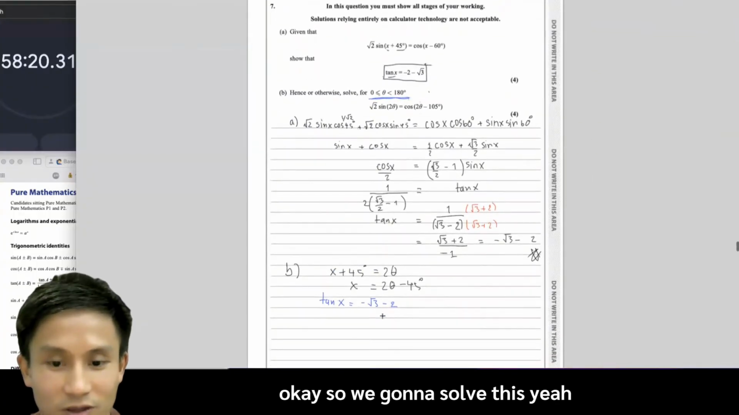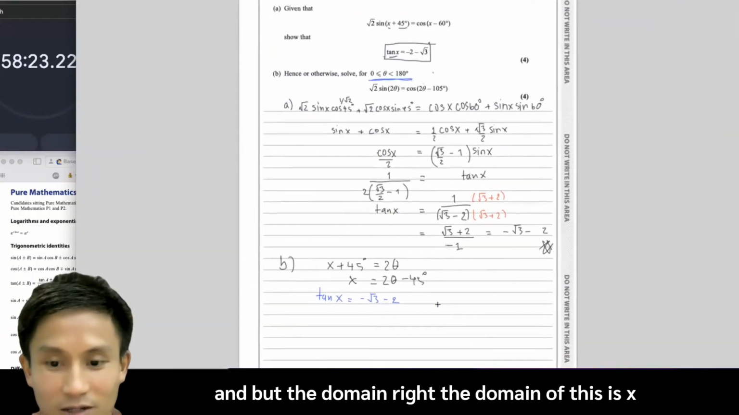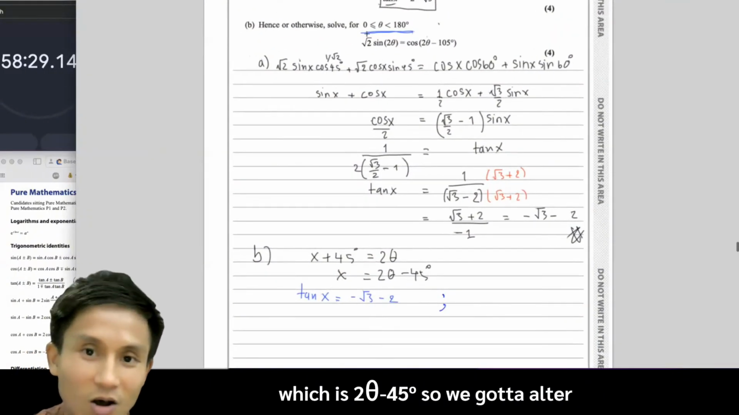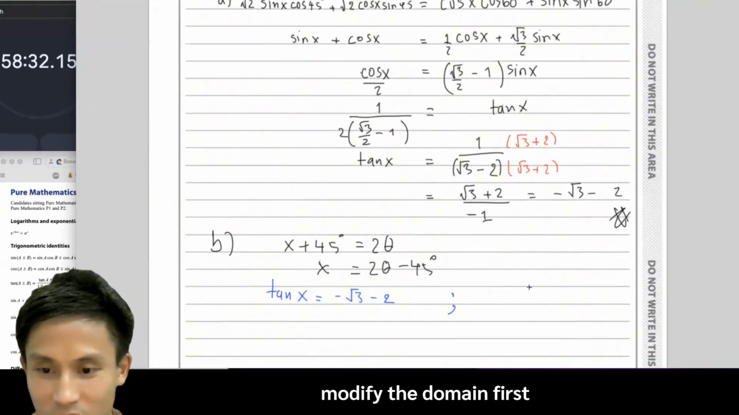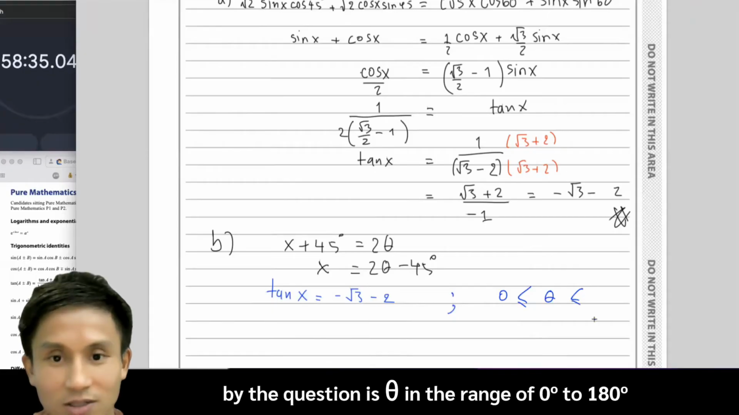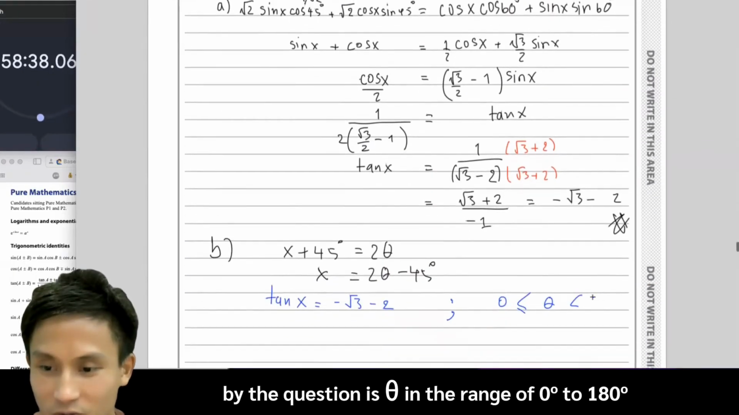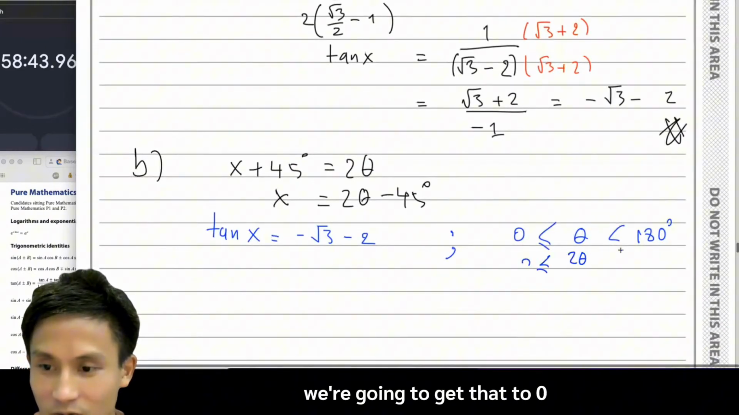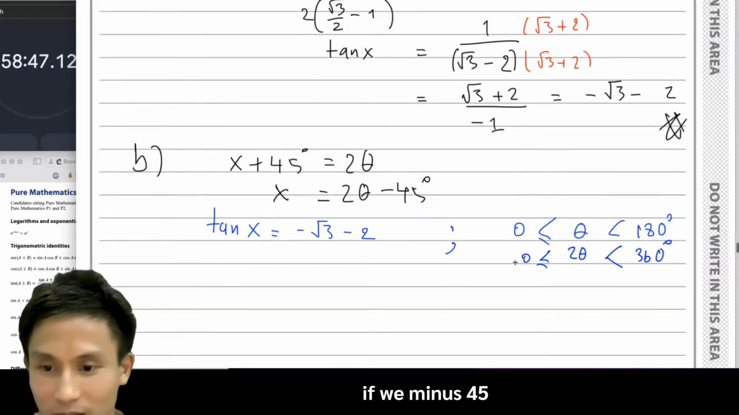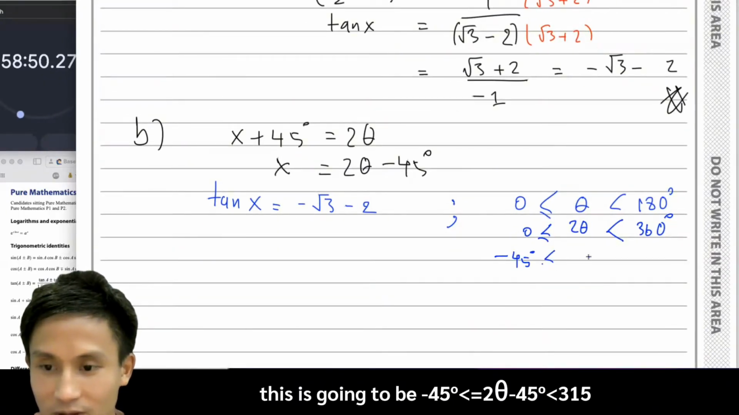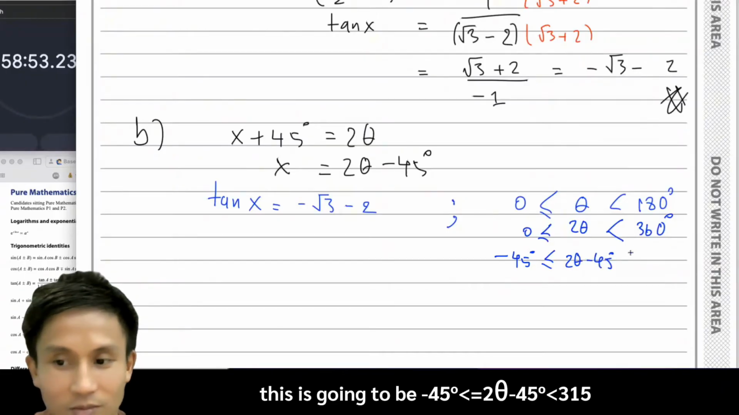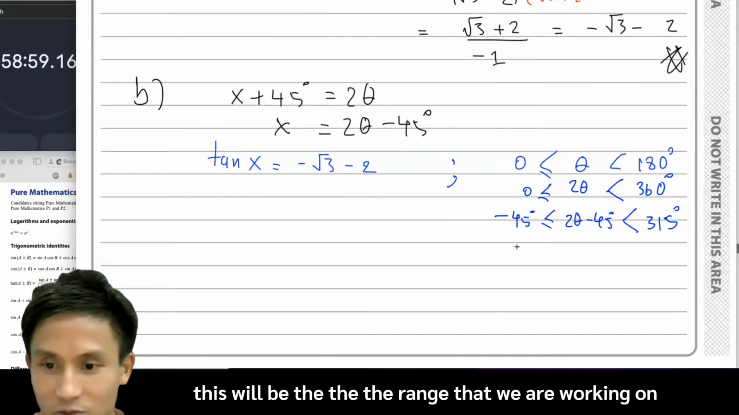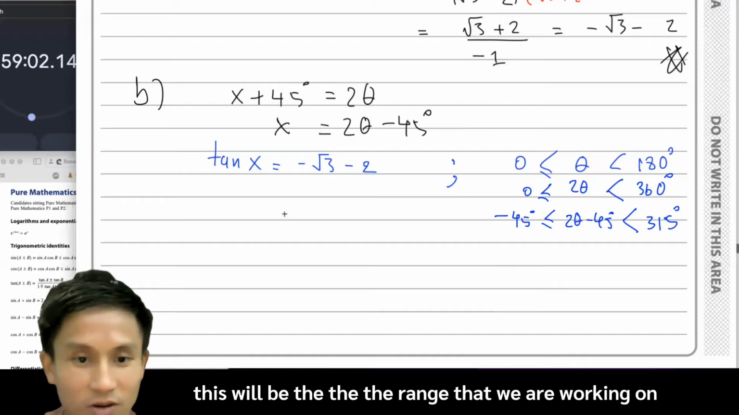Okay, so we're going to solve this. But the domain of this is x, which is 2 theta minus 45. So we've got to modify the domain first. The original domain given by the question is theta in the range of 0 to 180, not including 180. If we multiply by 2, we get 0 to 360. If we minus 45, this is going to be minus 45 less than 2 theta minus 45, but then less than 315 because I'm just subtracting from that. This will be the range that we are working on, right?